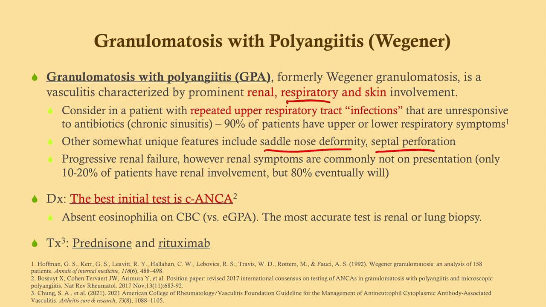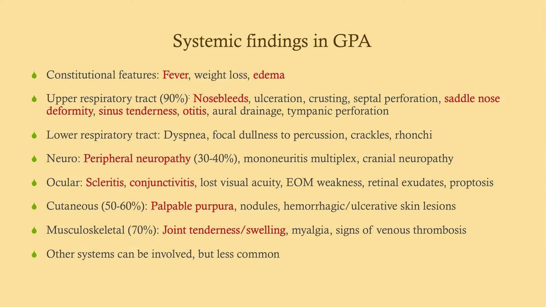They also can get renal failure. However, most of these patients, when they come in for evaluation with symptoms consistent with GPA, are not going to have renal failure. The best initial test when you suspect GPA is a C-ANCA. That will be positive in most cases. And on CBC, which of course should be part of your general workup, you're not going to see eosinophilia like you may in the next disease we're going to talk about. The most accurate test is a renal or a lung biopsy. Remember, both of those organs are affected. The treatment is prednisone and rituximab.